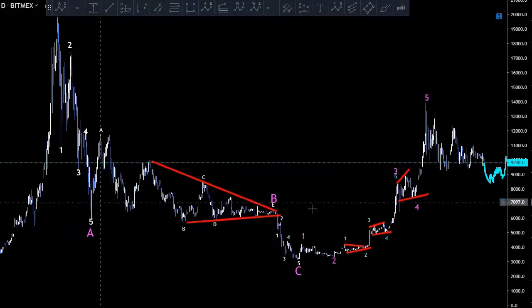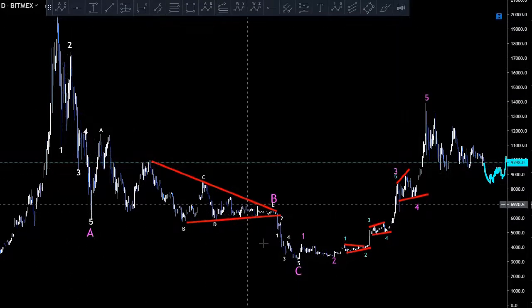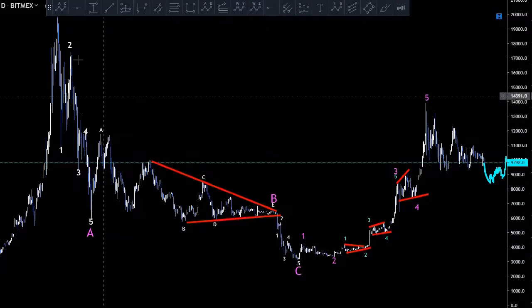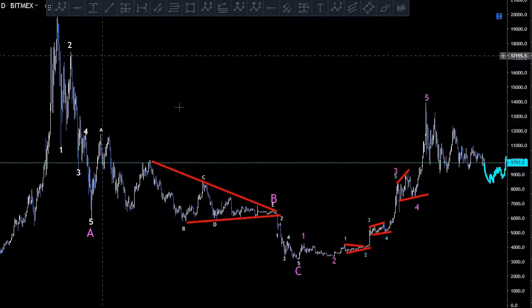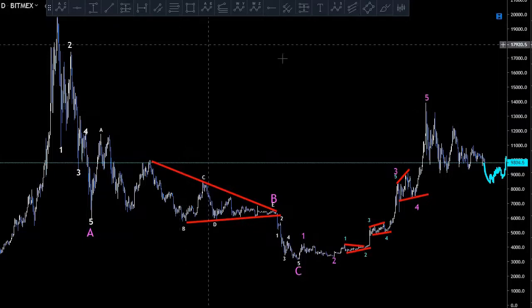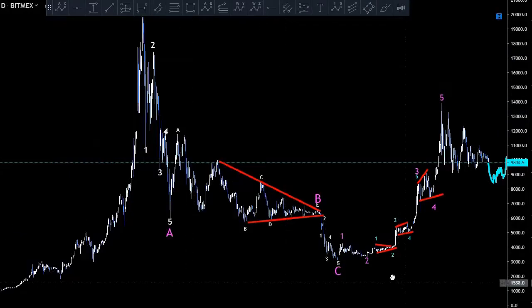So this ABC right here, I'm counting it as a W wave, because I believe that this is just one part of a bigger correction that has yet to happen and probably will happen in the next 2 to 3 years, you know. So anyways, this is W.